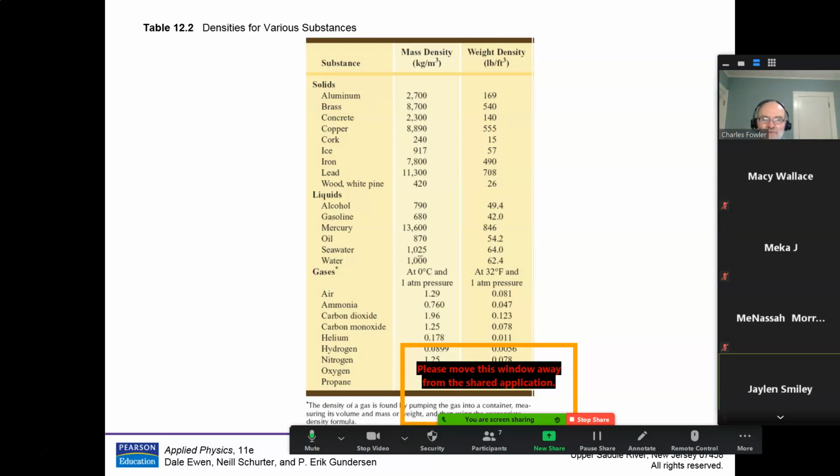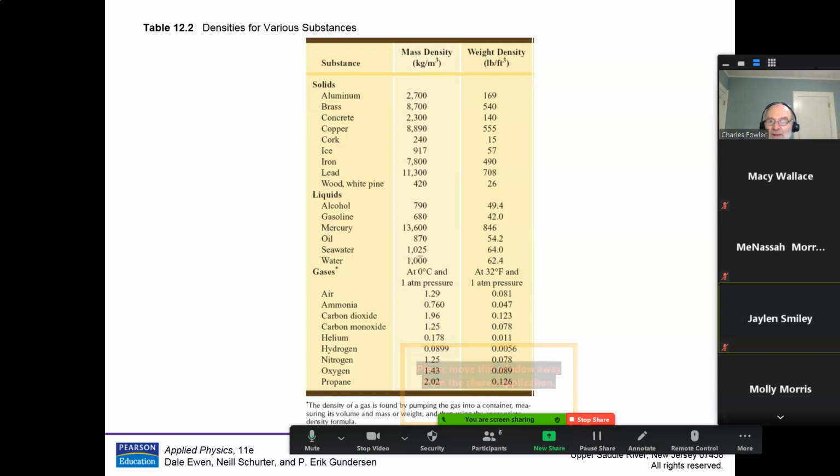The unit I'm used to using, but they don't do that in the book very much, is grams per cubic centimeter. A cubic centimeter is like the width of your little fingernail by the depth of your little fingernail by the height of your little fingernail. That would be a really small cube of sugar. So what you do is just move your decimal, believe it or not, only 3 places, and that's much more usable numbers. 2.7, 8.7, 2.3, 8.89, whatever.